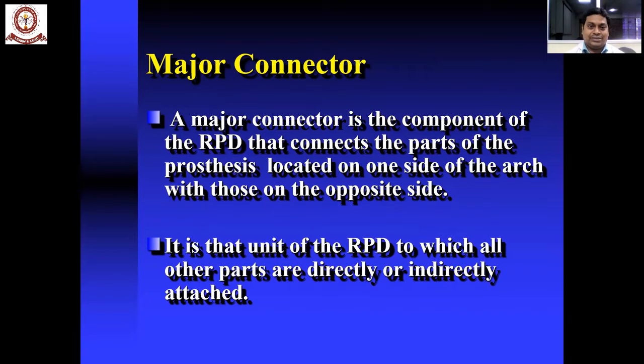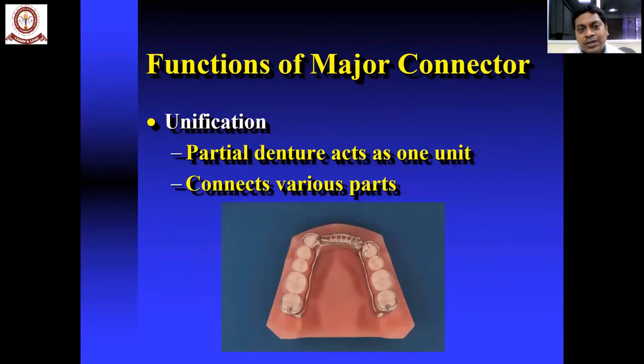So this is the major connector, which connects from one side of the arch to the other side. It is the unit of the RPD to which all other parts are directly or indirectly attached. Next we move on to the functions of the major connector. So what are the functions of the major connector? The first point is unification.